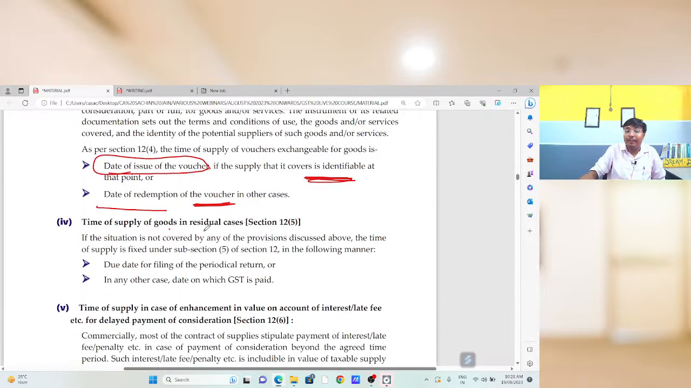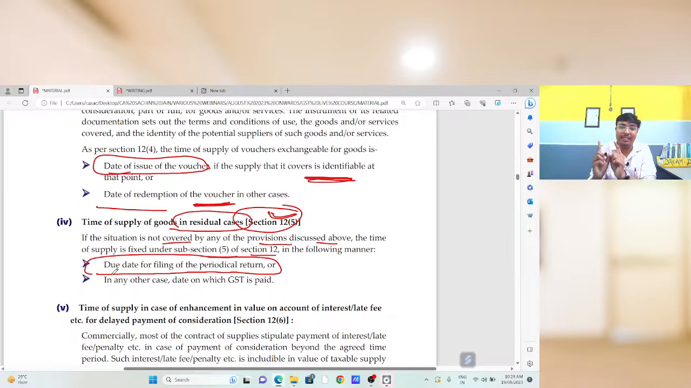In case of time of supply of goods in residual cases, Section 12 subsection 5: if you are not able to decide the time of supply from the above parameters, this is an option in your hand. You can go for the residual scheme, that is Section 12 subsection 5. If the situation is not covered by any of the provisions discussed above, the time of supply is fixed under subsection 5 of Section 12, that is the due date of filing of the periodical return, whether on monthly basis or quarterly basis, or the date of payment of taxes, whichever is earlier.